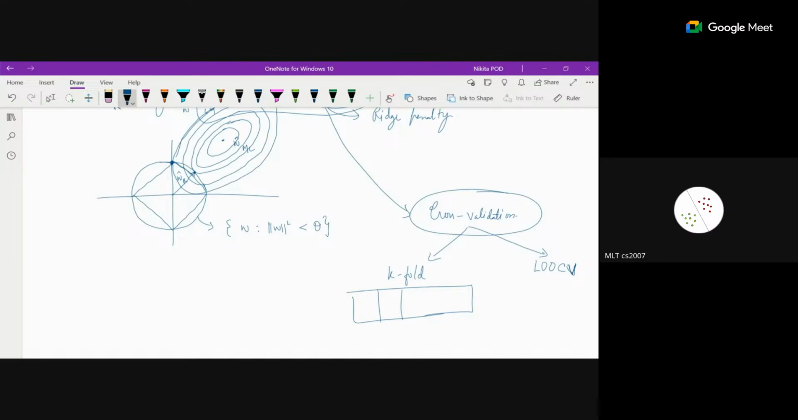And when we talk about leave one out cross validation, this is generally preferable for a smaller data set, where you treat one data point as validation and everything else as training. So each data point acts as one fold here. That is the only difference.